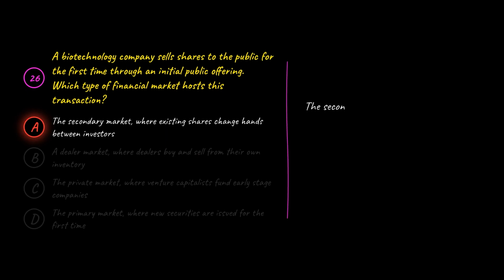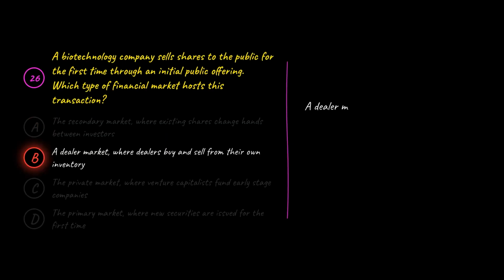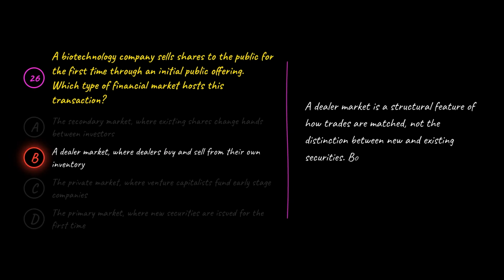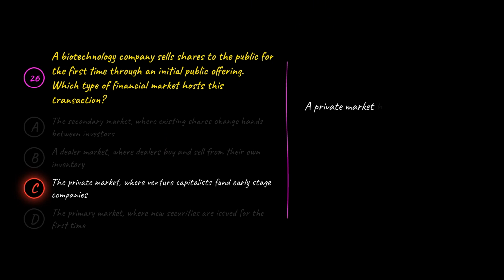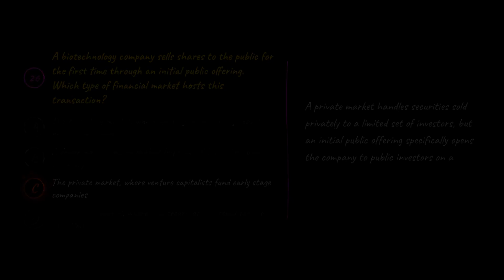A is wrong because the secondary market is where investors trade existing shares after the initial issuance. Day-to-day stock trading on the NASDAQ or NYSE occurs in the secondary market. B is wrong because a dealer market is a structural feature of how trades are matched, not the distinction between new and existing securities. Both new and existing trades can be dealer-based. C is wrong because a private market handles securities sold privately to a limited set of investors, but an initial public offering specifically opens the company to public investors on an exchange.